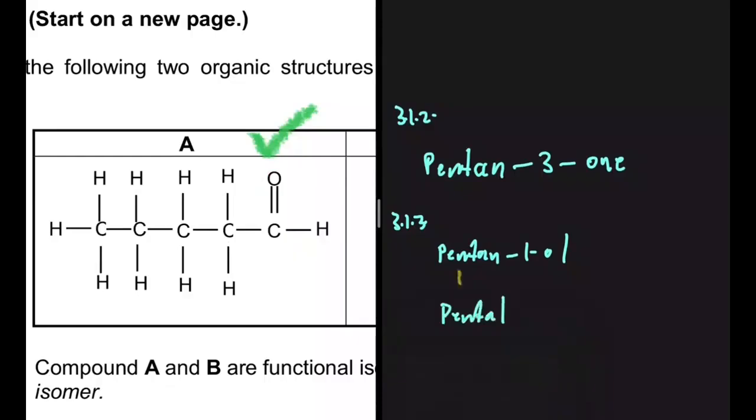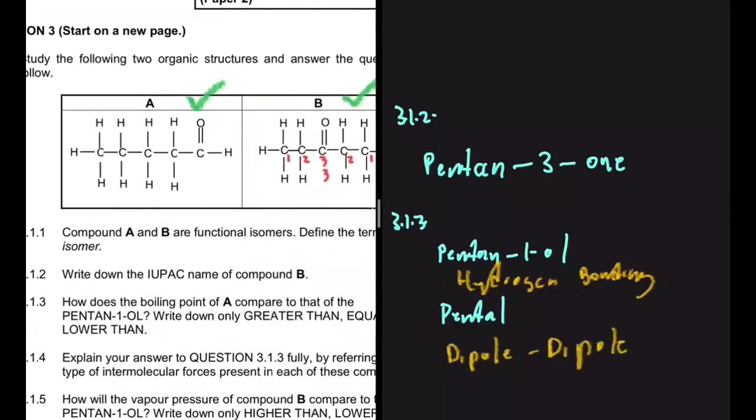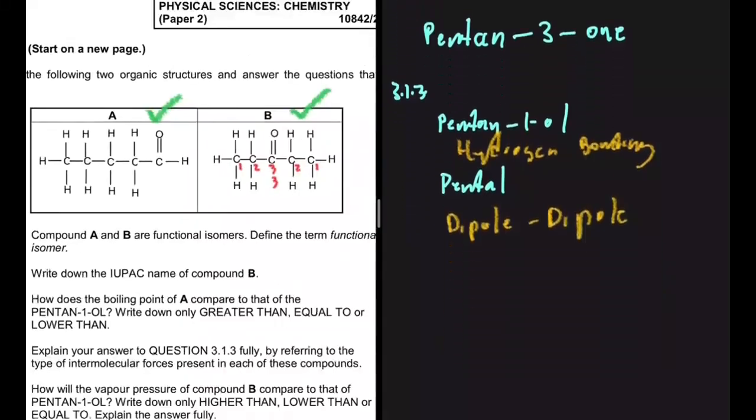So it consists of hydrogen bonding. We have hydrogen bonding in alcohols. And then pentanal is an aldehyde. It consists of dipole-dipole. So the intermolecular forces in pentanal are dipole-dipole. So in order to answer this question, you actually need to know which intermolecular force is generally stronger between hydrogen bonding and dipole-dipole. Compound A will have a lower boiling point compared to pentan-1-ol.